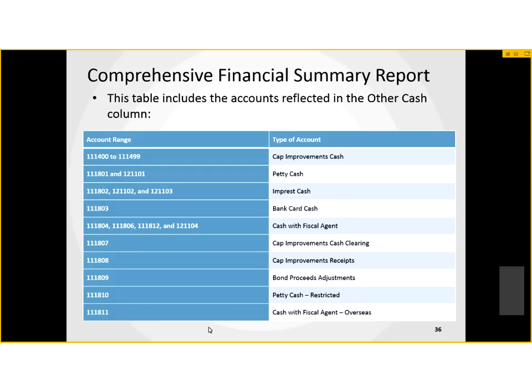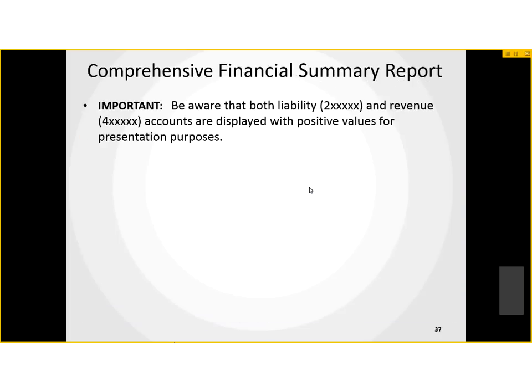Now, let's talk about what's in the other cash column, because we mentioned what was in the first cash. So here's your table. I'm not going to go through this. This is documented for you in your release notes, but you can see the account range on the left and the type of account on the right. It's very likely that you won't see any cash with capital improvements, for example, unless you deal with capital improvements. So don't be surprised if you don't see all of these cash accounts itemized, but they're totaled there. Detailed for you in your release notes.